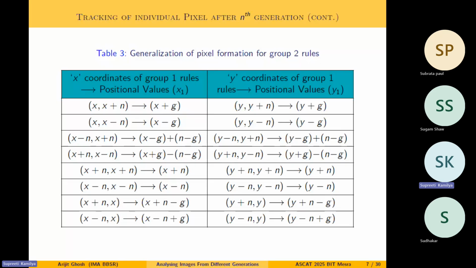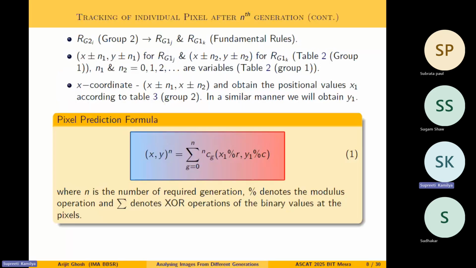Explaining this concept, this is the general pixel prediction formula that we have given in our paper. Here x comma y is our present position, n is the number of generations, g is a number ranging from 0 to n, and the summation symbol denotes the XOR operator. The modulo operation is taken because of the periodic boundary condition. R and C denote the number of rows and number of columns.